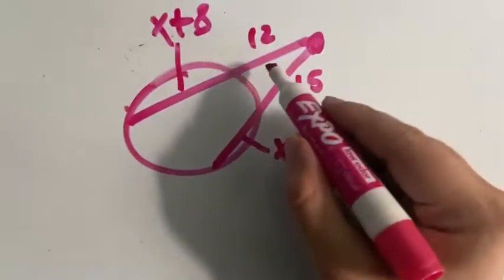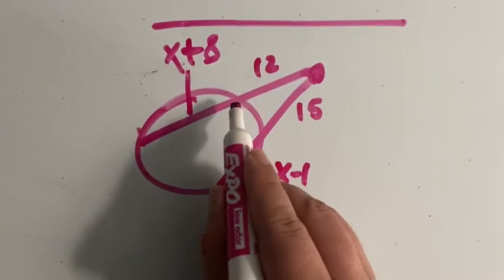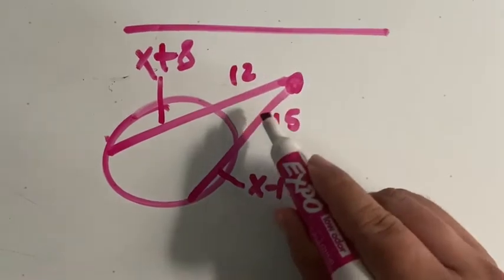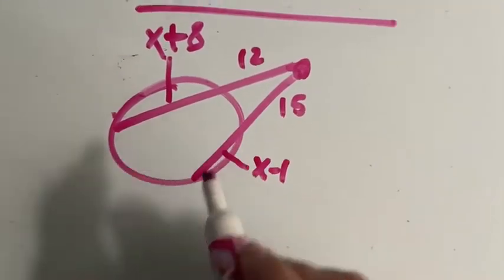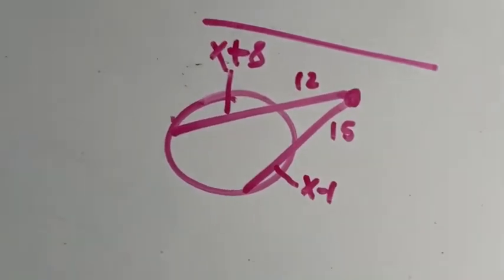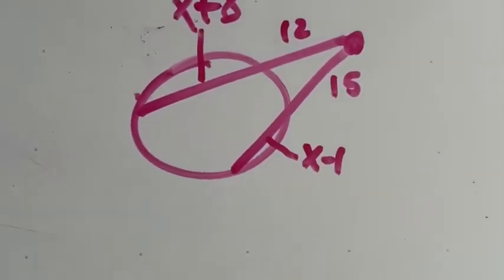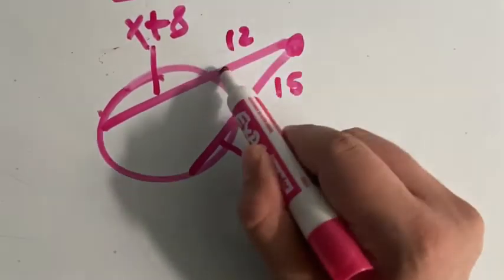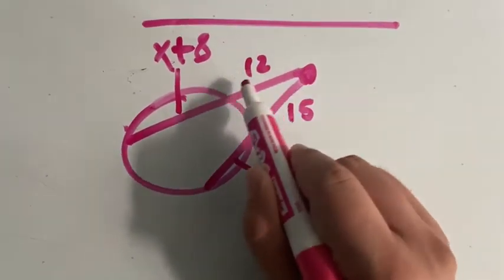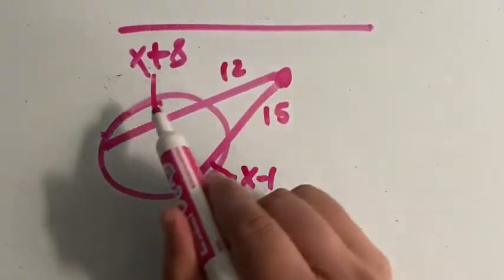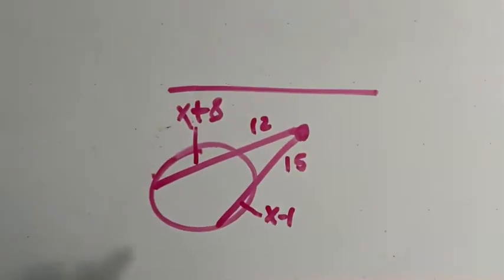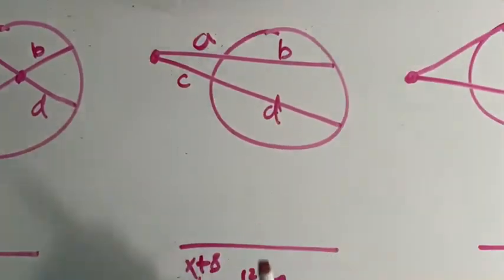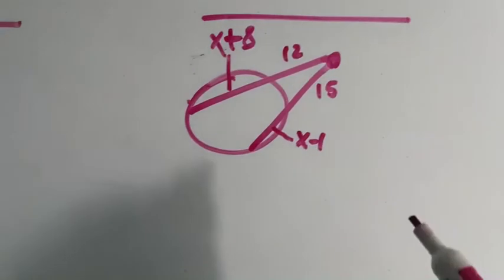All right, so this section right here is 12. This section right here is x plus 8. This section right here is 15. And this section right here is x minus 1, okay? Y'all got that? So, what we're going to end up doing is I'm going to multiply this side length by this entire side length, okay? Again, this is when dealing with an exterior intersection point made up of two secant lines, okay? This is the process with this one.